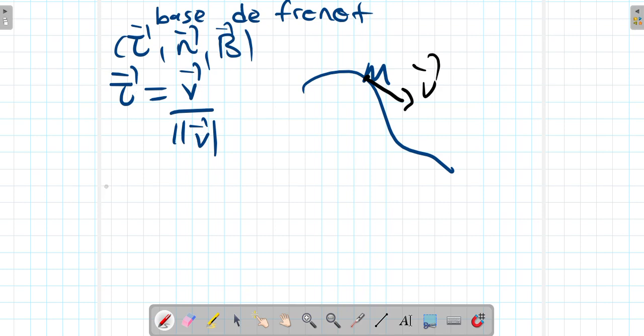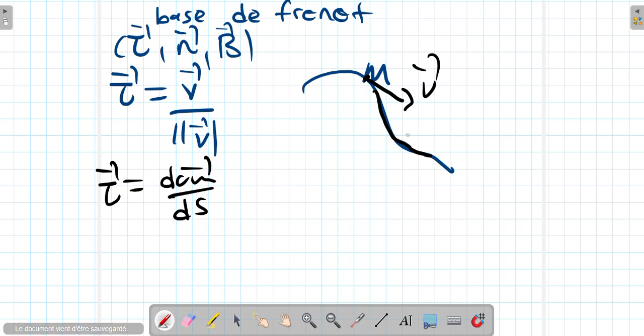Then another expression of tau, which is well proved, but we're not going to do that here because it's a lot of work and you're not going to be tasked to prove that tau is given by two definitions. It's also given by dOM over ds, where s is just the abscissa curviligne, that is the path. You name the length of this path s. But don't worry about the details.